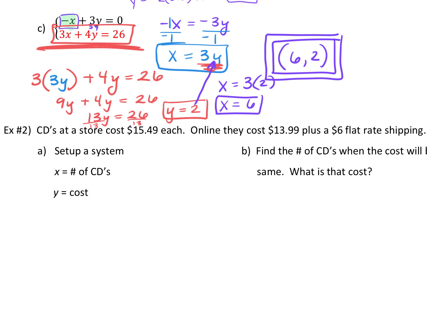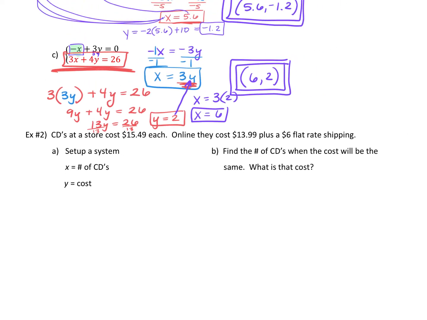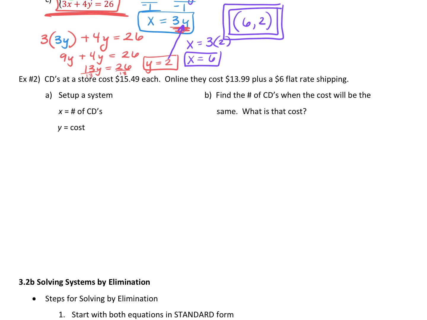Okay, last one. A little word problem for you. It says CDs at a store. CDs. We need to change this question. There are not CDs anymore. What should we call it? Albums on whatever. iTunes. Cost $15.49 each.